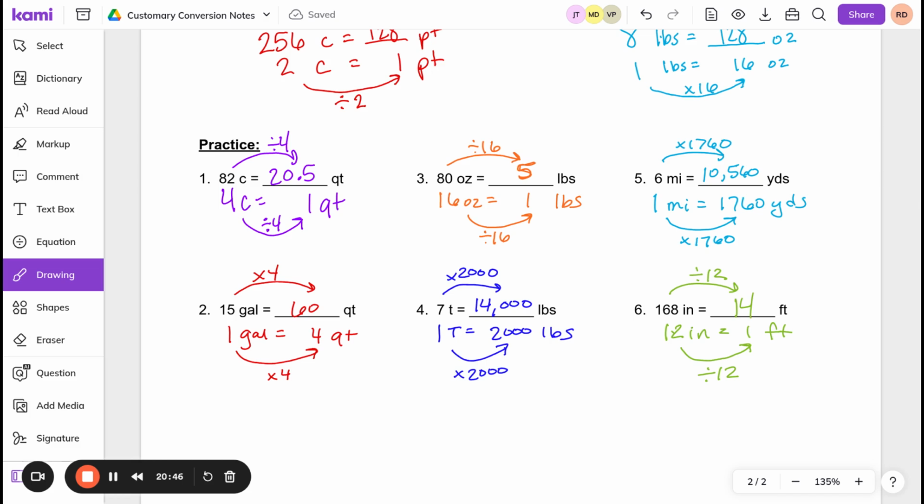So again, when it comes to your conversions, your job is to read your star chart, find the relationship, and then make sure that you line up similar units in the same column so that you know if you should multiply or divide to find those missing numbers.